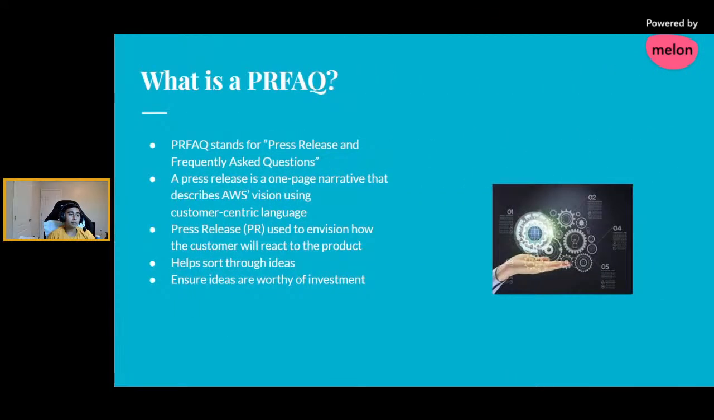Now we're going to be talking about what a PRFAQ is. So a PRFAQ stands for Press Release and Frequently Asked Questions, and it's a one-page narrative that describes AWS's vision using customer-centric language. The press release, or PR, is used to envision how the customer is going to react to the product. So it's a prediction, and it helps sort through ideas and ensures that ideas are worthy of putting time into and investing into.